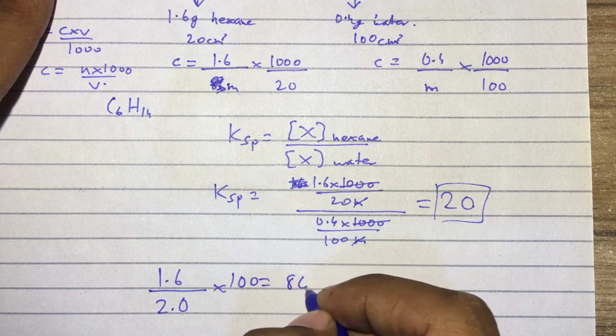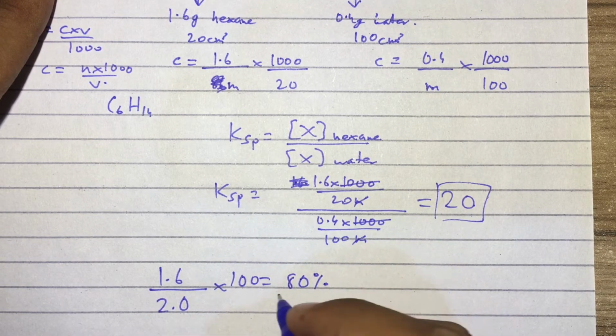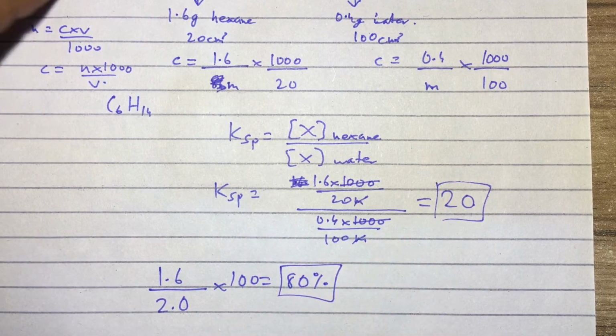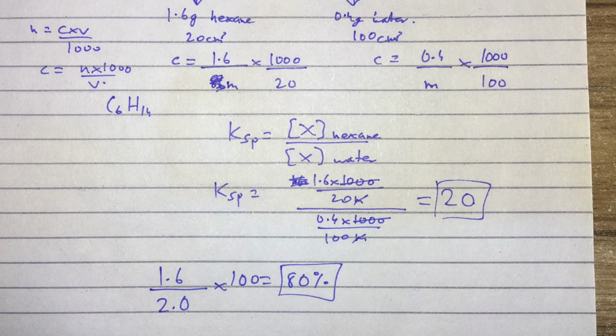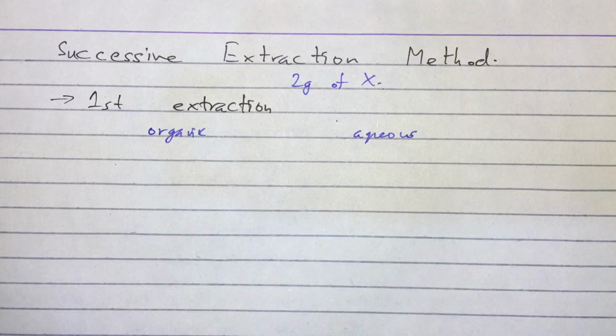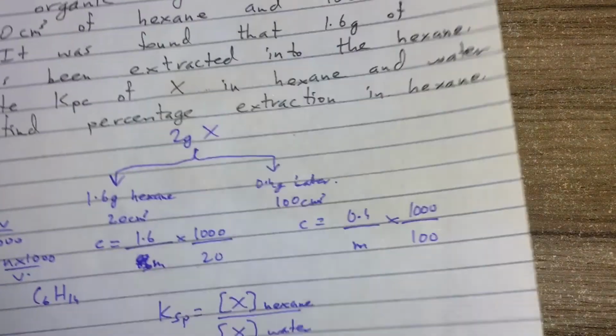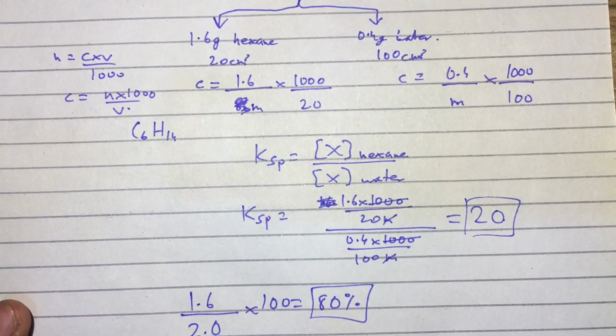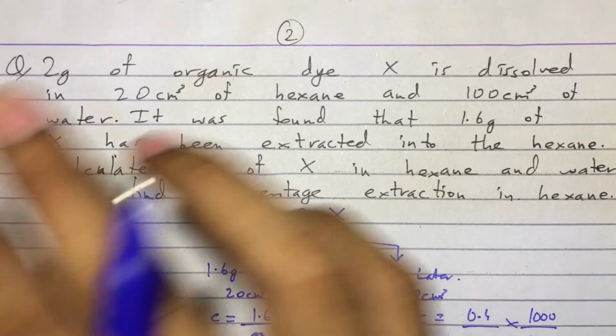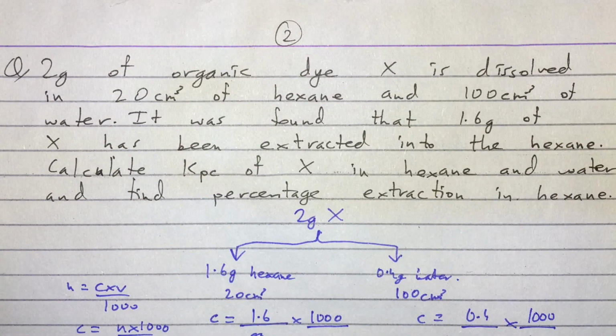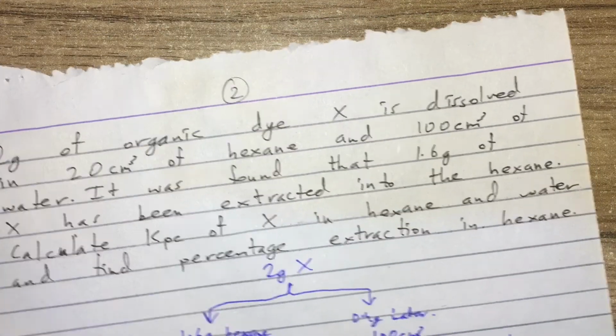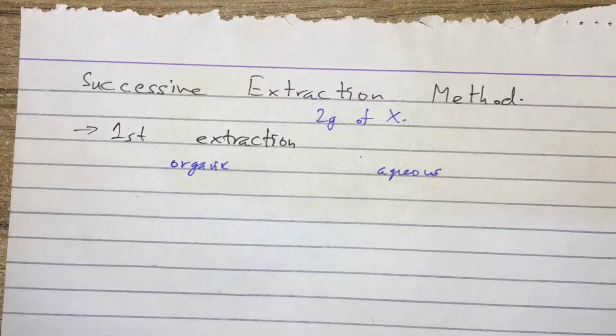So this is 80%. That means that 80% of the dye X got extracted into hexane. Next is the successive extraction method. In the previous question, only 80% of the dye got extracted into hexane. So in the same scenario, how can we increase the percentage extraction in hexane? For that, we use the successive extraction method.